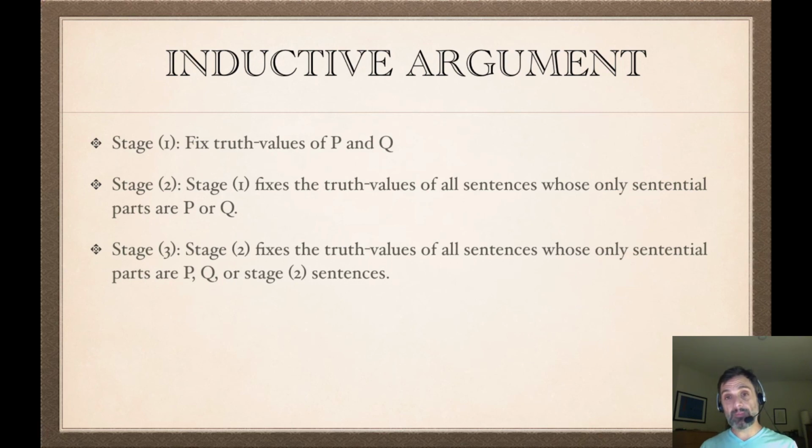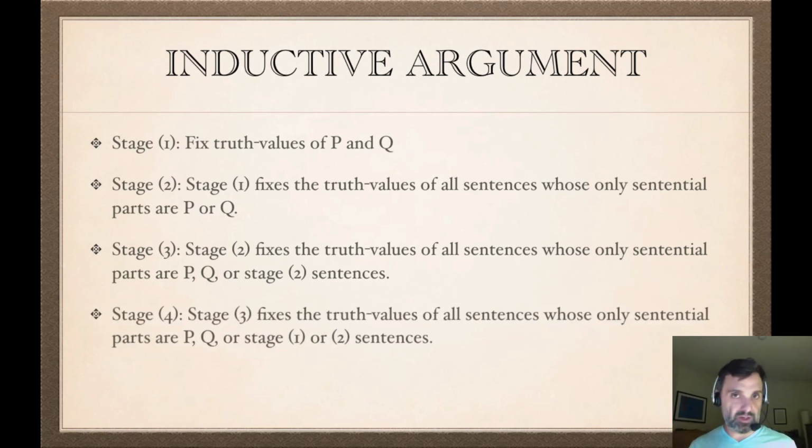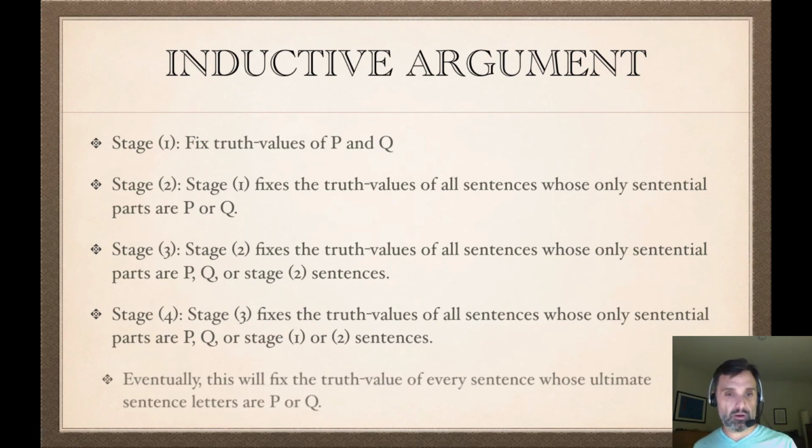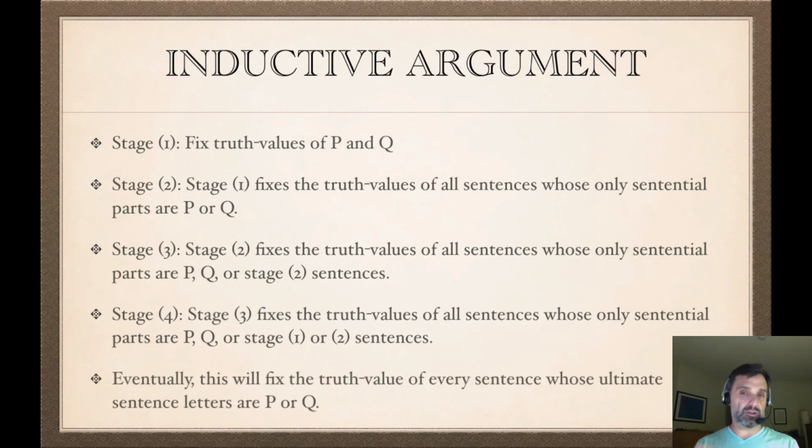But that means you've also fixed the truth values of all sentences built out of everything at the first 2 levels. And that means you've also fixed the truth value of everything built at the first 3 levels, and so on. In fact, you fix the truth value of every sentence whose ultimate sentence letters are just P and Q, or P or Q. So our method actually fixes the truth values of all sentences we've given.